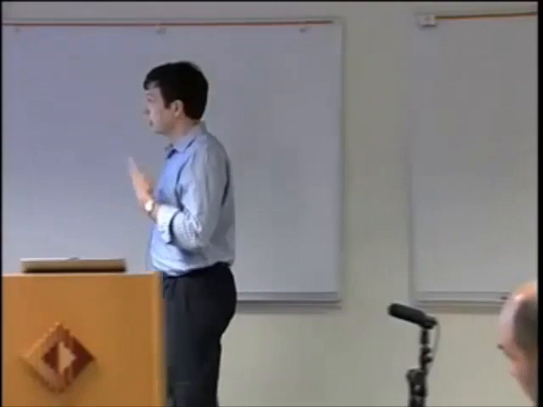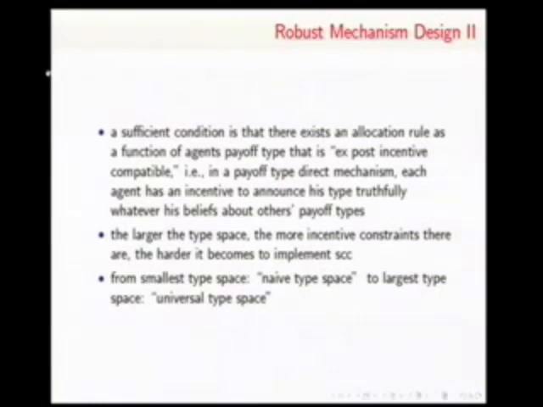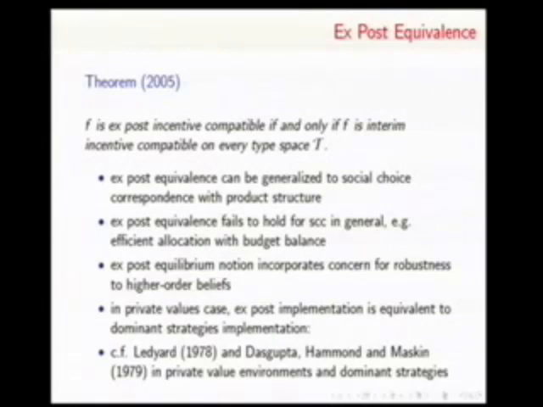Okay. And so we can go from small type spaces to the largest type space, in the language of Mertens and Zamir, the universal type space, and that gives us a whole range. And so one of the earlier results in this literature was precisely an equivalence statement, which is to say that a social choice function is ex post incentive compatible if and only if it's interim incentive compatible for all possible type spaces. Okay.